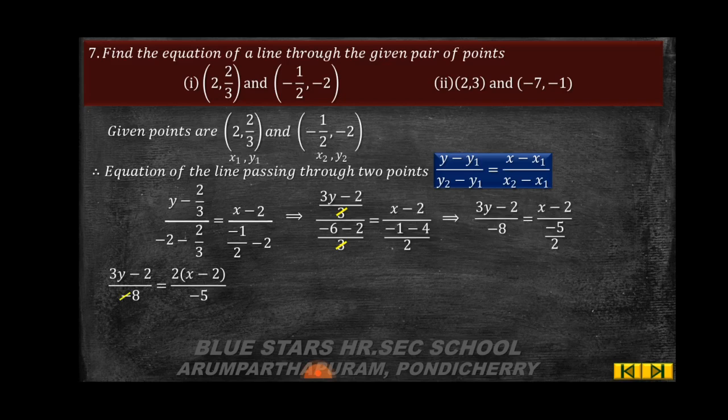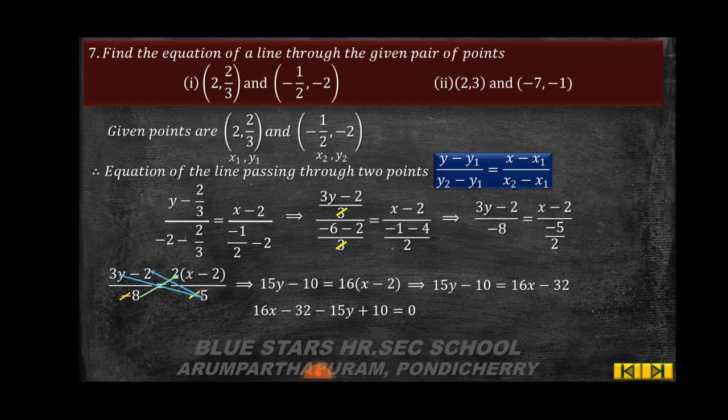Therefore, the next step is you just cancel the negative sign and we are taking 2 to the numerator. Then next we are going to do the cross multiplication. So 5 into 3y and 5 into minus 2, then 8 into 2, 8 into x minus 2. So 15y minus 10 is equal to 16 into x minus 2, which implies 15y minus 10 is equal to 16x minus 32.